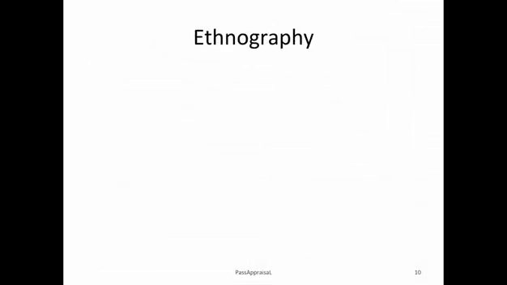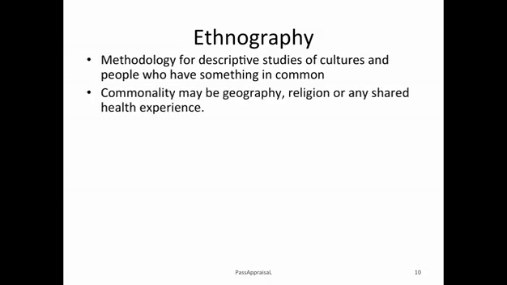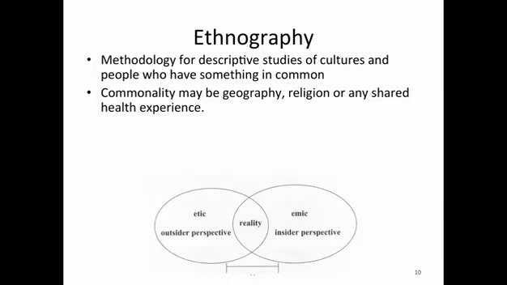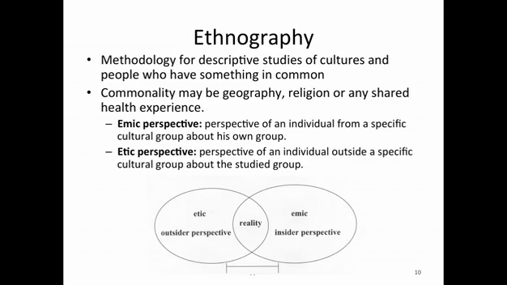Another type of qualitative research is ethnography. It refers to the qualitative study of cultures or people who have something in common. The commonality may be in geography, religion, or any shared health experience. The researcher can take one of the two perspectives while undertaking an ethnographic study, wherein the reality may be the overlap of these two perspectives. Emic perspective is a perspective taken by an individual within a specific cultural group about his own group. Etic perspective is the perspective of an individual outside a specific cultural group about the studied group.